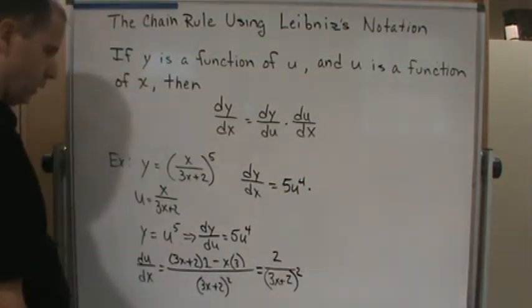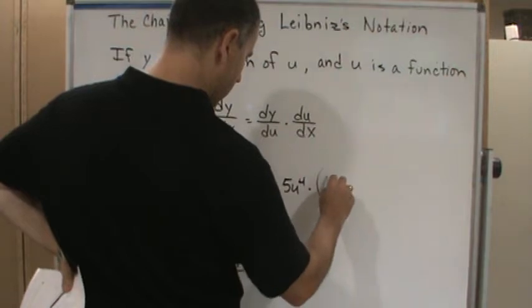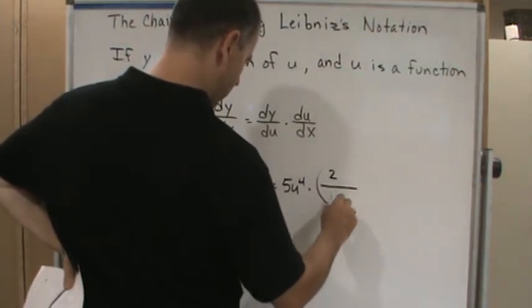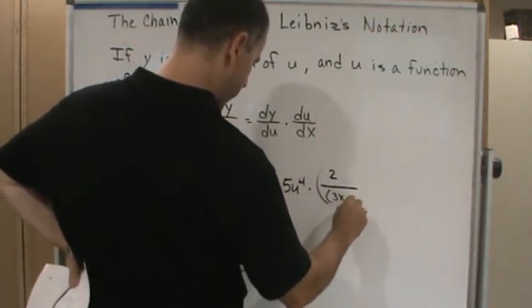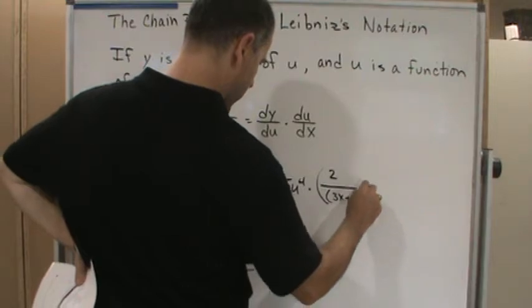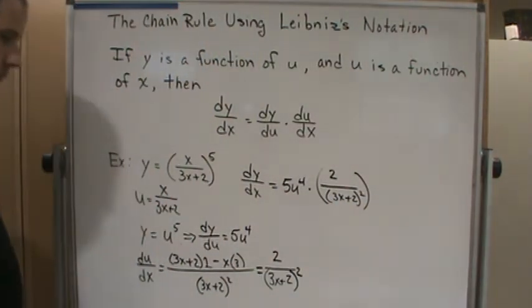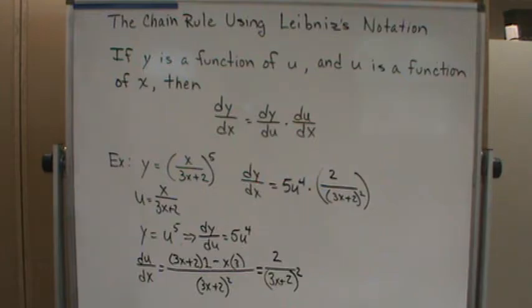So now if we apply this, dy/du is 5u to the fourth times 2 over 3x plus 2 squared. Now, we can't leave the u in there because we have to have everything in terms of x. Since we started with x and we want dy/dx, the derivative of y with respect to x, we can't have any other variables in there, so we have to substitute in for u.